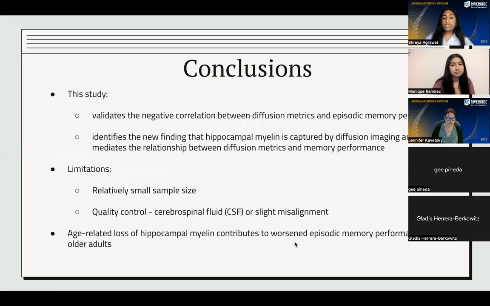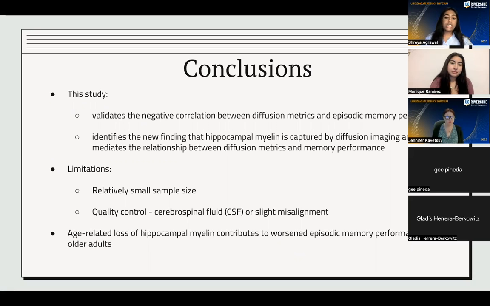So just to summarize, this study was able to validate the negative correlation between diffusion metrics and episodic memory performance. And we were able to identify the new finding that hippocampal myelin is not only captured by diffusion imaging, but it also helps to mediate or explain the relationship between diffusion metrics and memory performance.